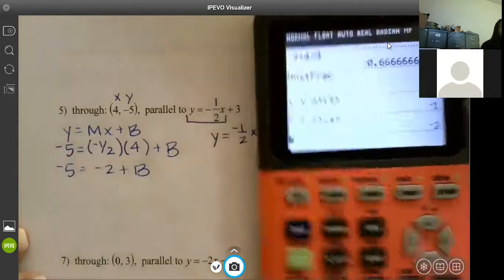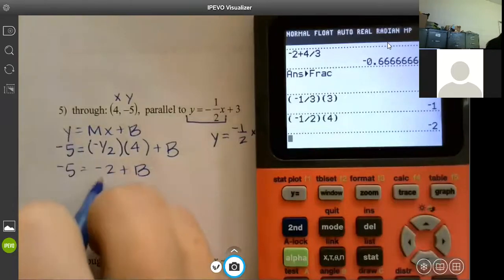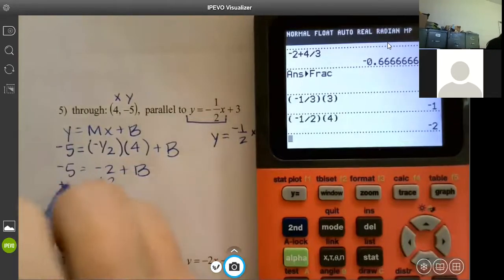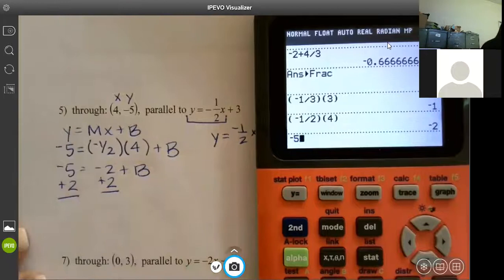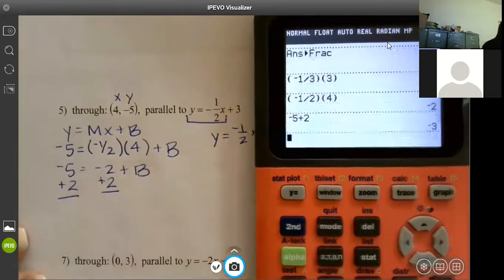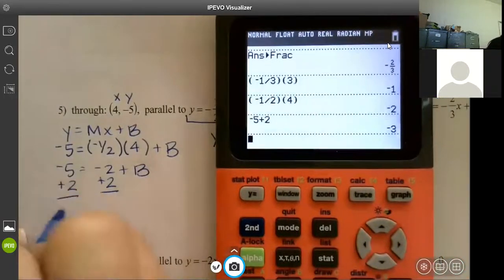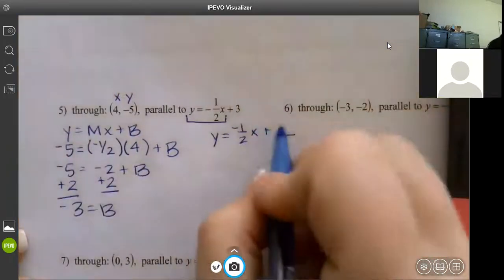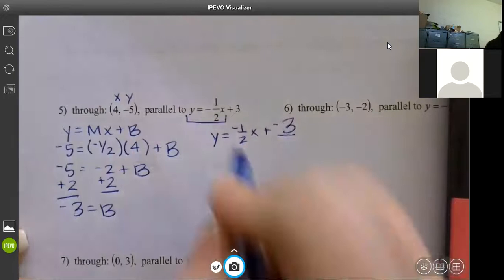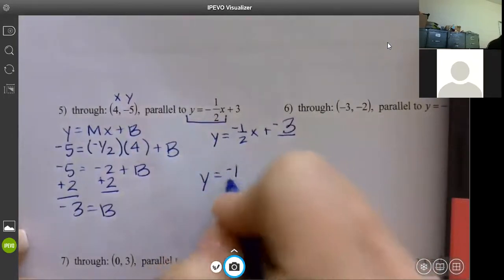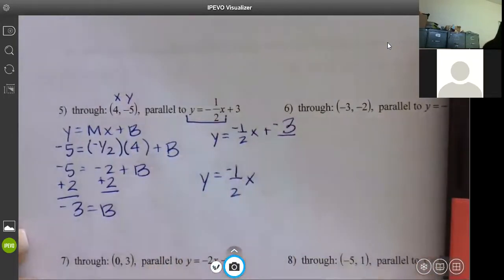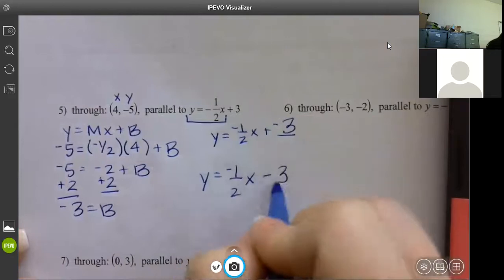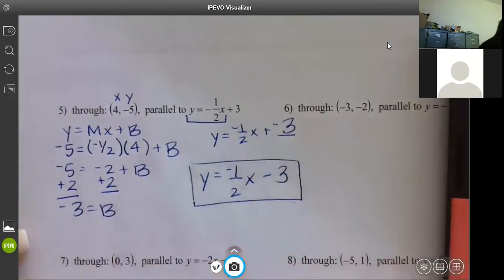How do we get b by itself? Do the opposite. Instead of negative 2, it's a positive 2. If you have to, use your calculator. Negative 5 plus 2 is negative 3. And that's what finishes out your equation up here. So y equals negative 1/2 x. You can put in plus negative 3, or you can have minus 3.